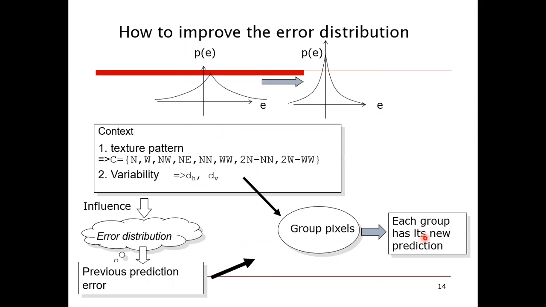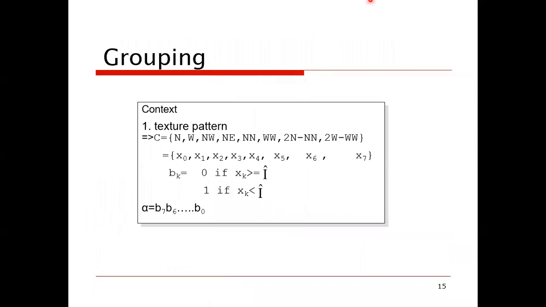Each group has its own new prediction. You will perform the grouping operation on the given pixel, and each group has its new prediction value. I will find the vector values, denoted by x0, x1, x2, x3, x4, x5, x6 and x7.